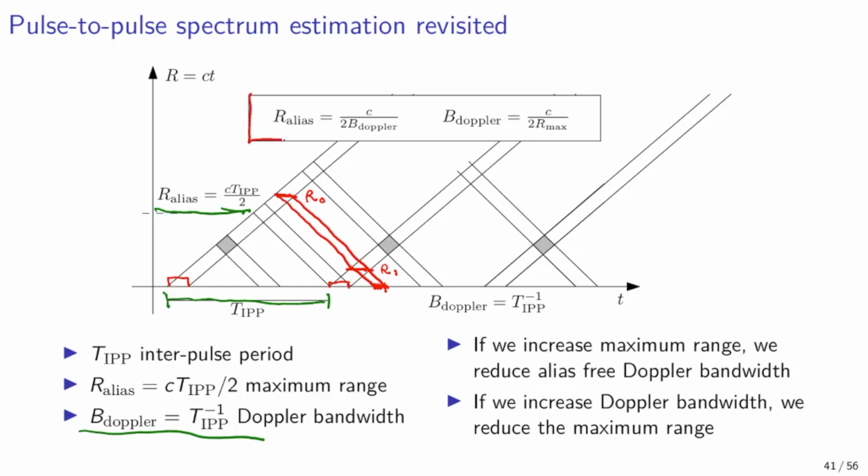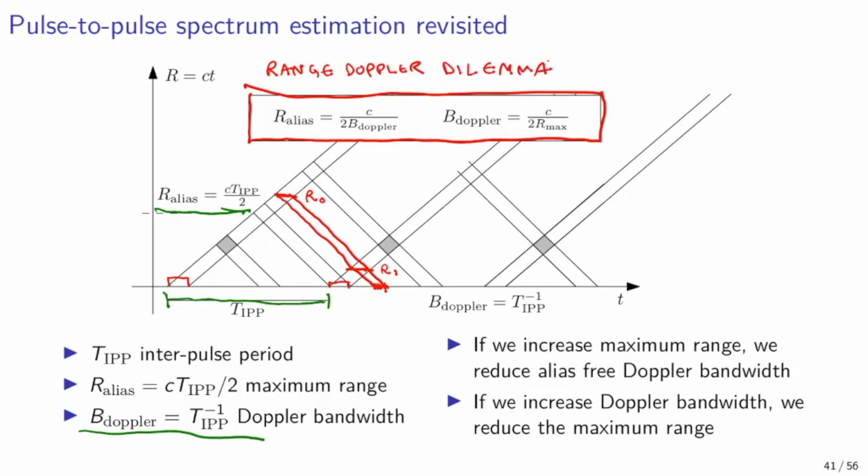If we combine the expression for range aliasing and Doppler bandwidth, we can see that these two are inversely proportional to one another. If we increase the maximum range that we can observe without range aliasing by increasing the interpulse period, we reduce the Doppler bandwidth that we can observe without Doppler aliasing. This is called the Range-Doppler dilemma.